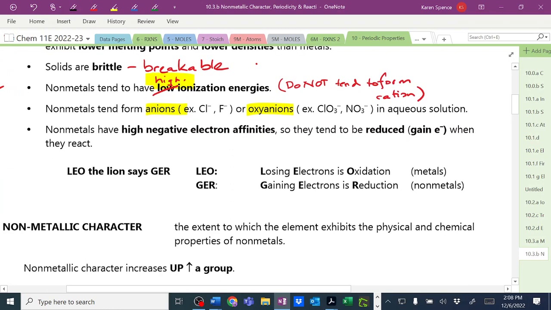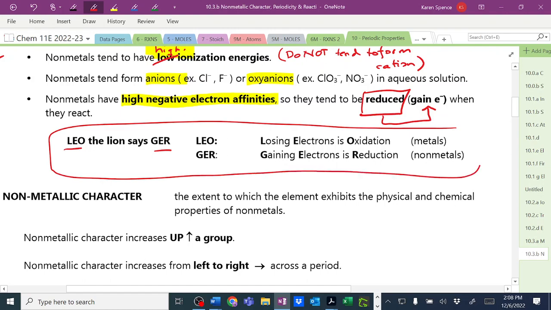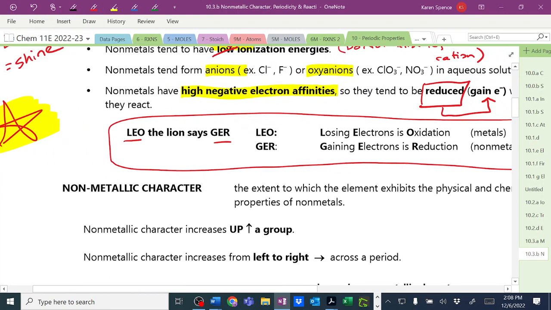Nonmetals have a high negative electron affinity. So they tend to be, and this is one of those words we learned yesterday, reduced. In other words, they don't lose electrons, they gain electrons. Remember, Leo the lion says, grr. Is this on this test? No, this is not on this test. I'm just introducing the terms because we're going to see them as we go along.